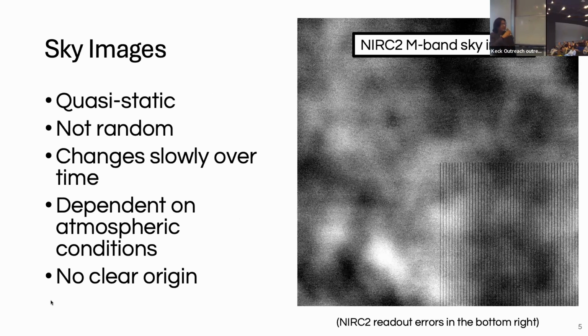And so when we do imaging, this is a sky image, so there's no target, there's no star in the frame. You see this weird background. It's quasi-static. It's definitely not random. It has structure. It changes slowly over time, and it's also highly dependent on atmospheric conditions. And there's not a super clear origin as to where this background comes from. In the bottom right, I also want to point out that NIRC2 is having issues, so that's just a readout error.